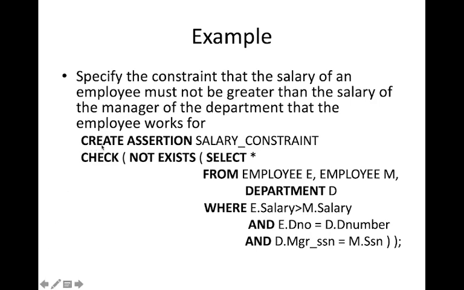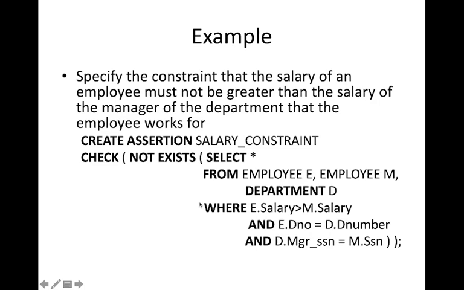This is the statement: create assertion. We specify the constraint like this. We have named it salary_constraint, which is a user defined name. These are the keywords: create assertion. We are creating the assertion salary_constraint, followed by the check keyword. After check we have the condition, and the whole thing in parentheses is the condition that we have to check.